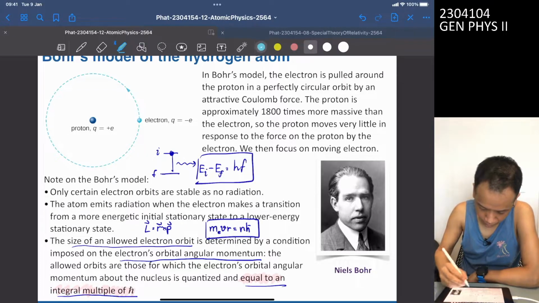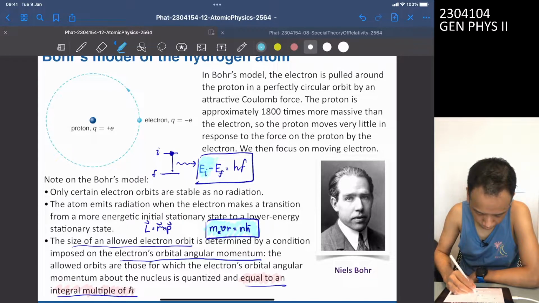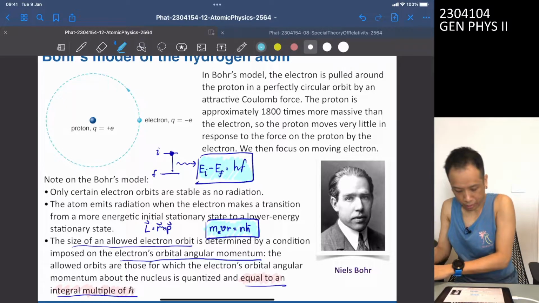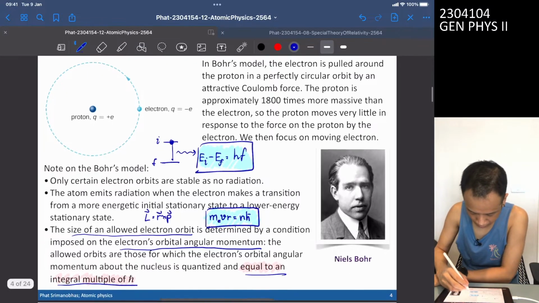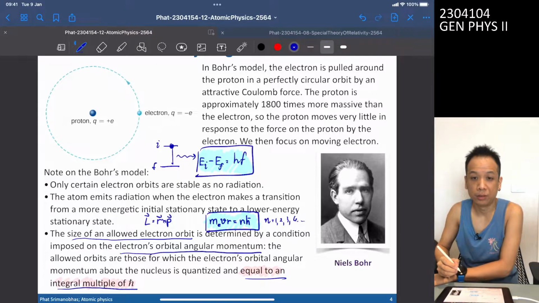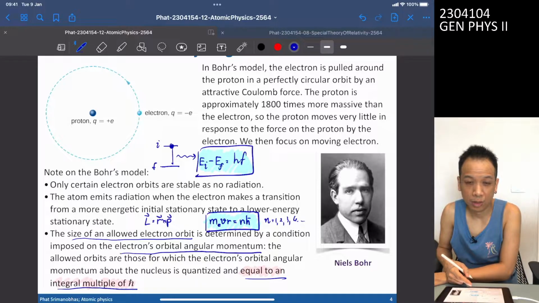So these are the three key points of the Bohr atom. This is quantized, so let's make n equal to 1, 2, 3, 4, and so on. n will not equal 0, because if n equals 0, then r equals 0. So basically the electron and the proton would stick to each other, and that is not the atomic model that we have.